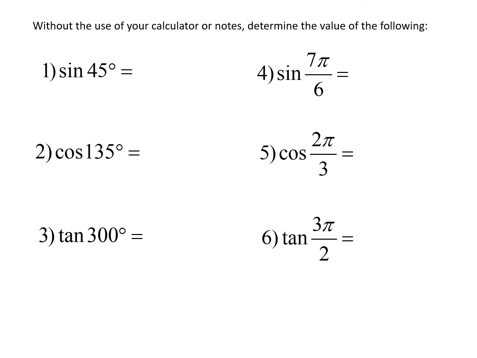All right, well, if you remember the sine of 45, that's in quadrant 1, so you know that should be one of the ones that you memorized. So that's the square root of 2 over 2.